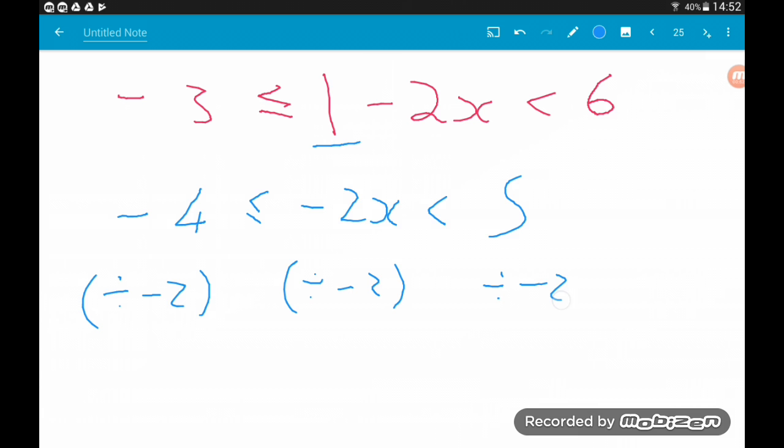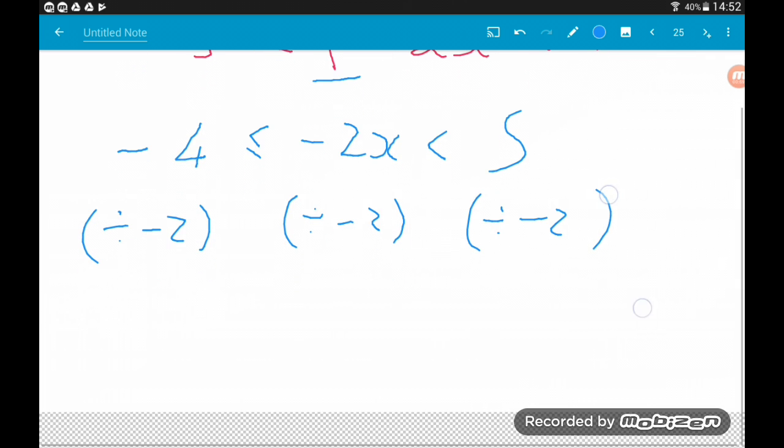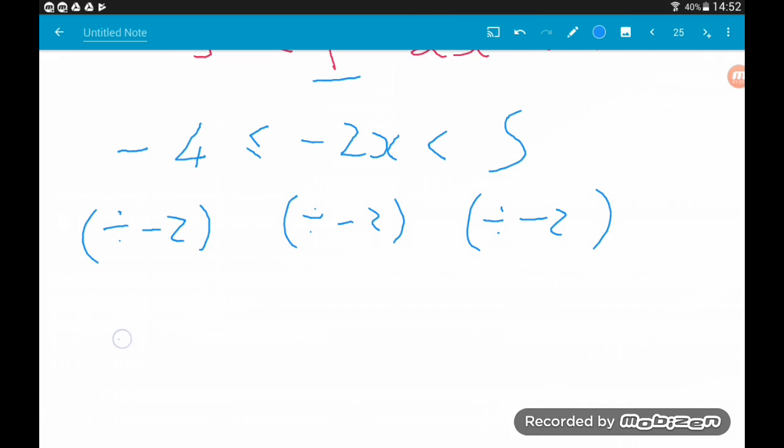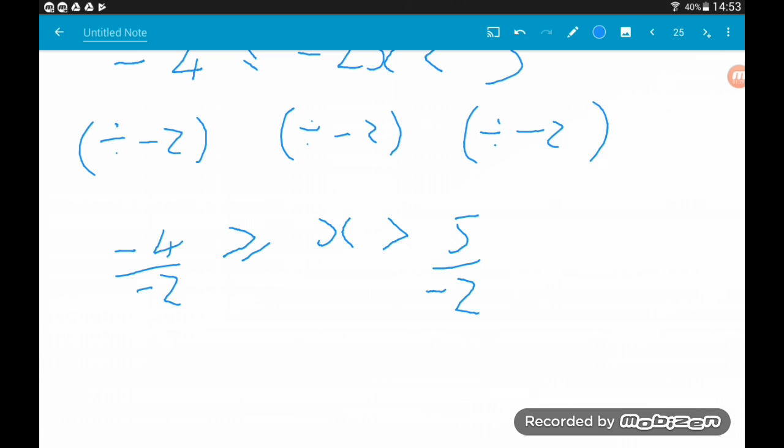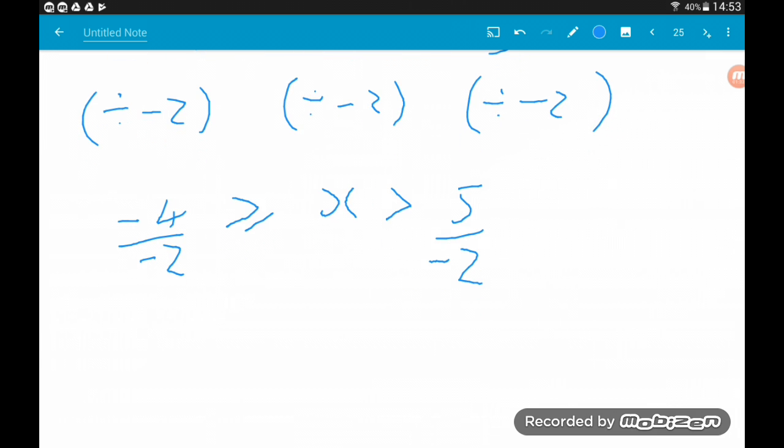What's going to happen here is the two inequality signs are going to flip direction. So we're going to get minus 4 over minus 2 is greater than or equal to x, which is greater than 5 over minus 2. Now minus 4 over minus 2 is positive 2. So you've got 2 is greater than or equal to x, which is greater than minus 5 halves.